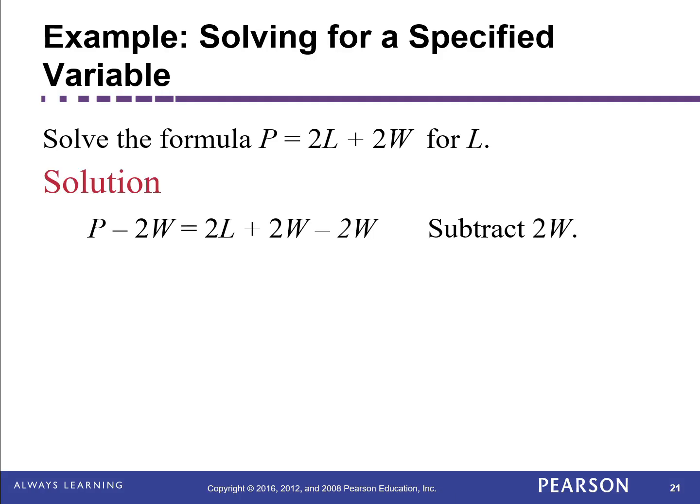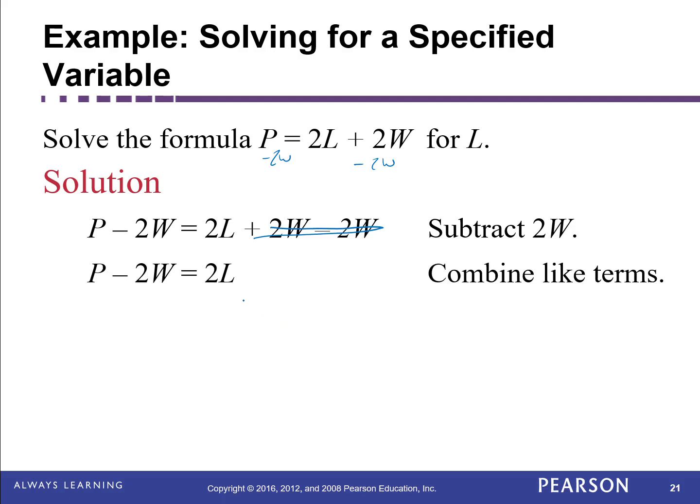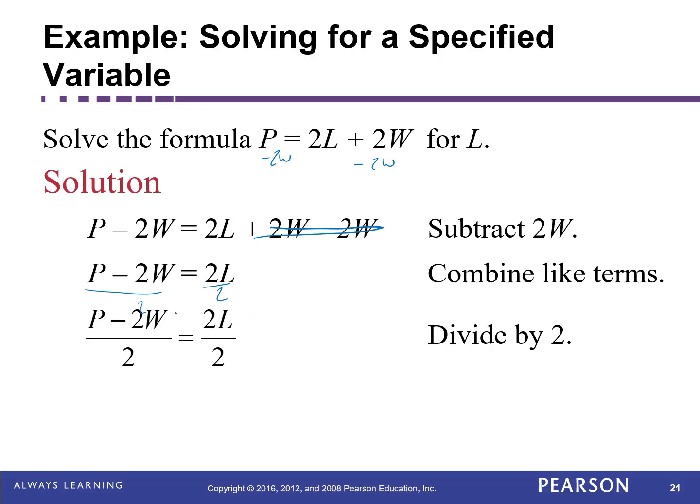Now, first thing we want to do is get that L by itself because that's what we're solving for. So we're going to subtract 2W from both sides. So we wind up with P minus 2W equals 2L plus 2W minus 2W. And these obviously cancel themselves out. So now we're left with P minus 2W equals 2L. We need to get rid of the 2 in front of the L, that coefficient. So we're going to wind up dividing both sides by 2. And that's exactly what we do here.